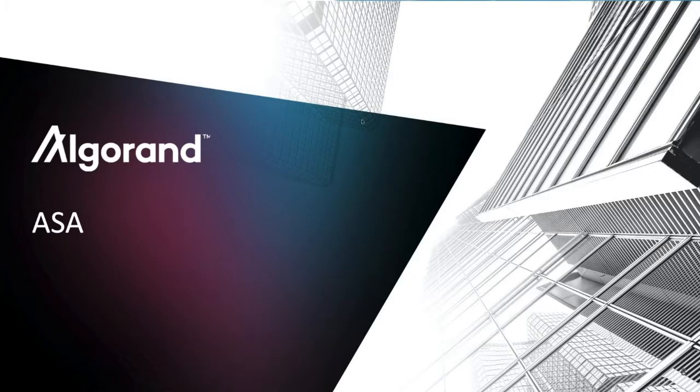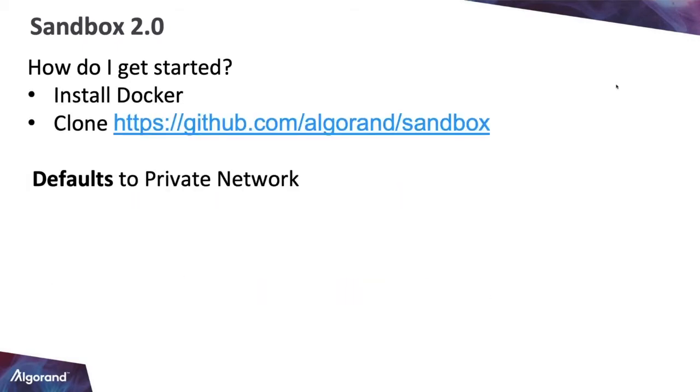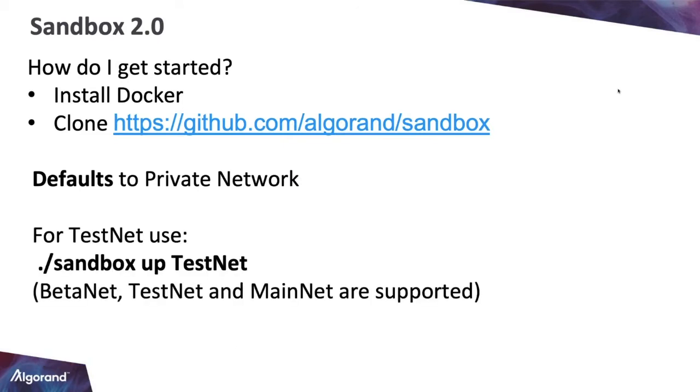So specifically, what is ASA and how can I use it? And how do I get started? Well, the how do I get started part, the easiest place is the Sandbox 2.0. Now, we covered this in the prior dev session, and I just wanted to cover one thing. We had some additional questions on follow-up, so I'm going to talk about that next. But for those that missed it, basically, you simply install Docker, and then you clone the Sandbox, and you're pretty much good to go. The version of Sandbox is new.